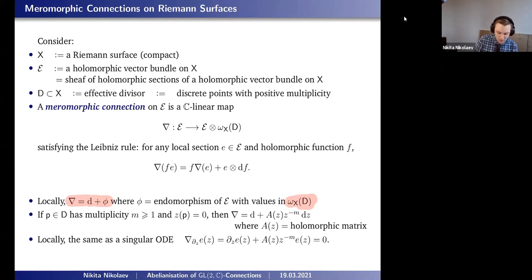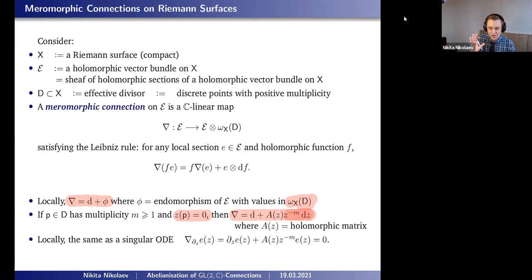And let me choose a coordinate z, which is centered at that point. Then in that coordinate, I can write my connection as something even more familiar: d plus a matrix, literally a matrix of holomorphic functions A(z), times this differential form element, dz over z to the m.